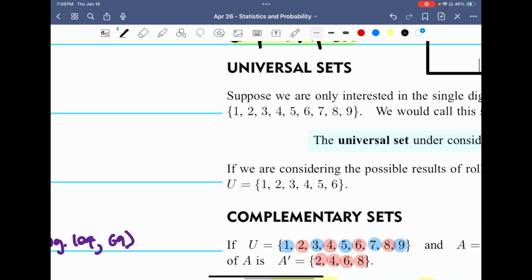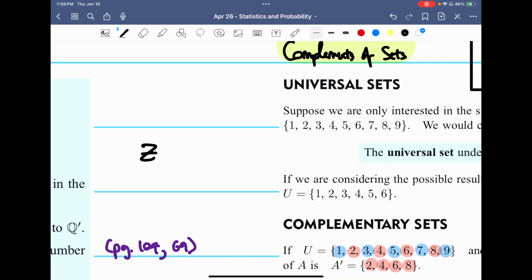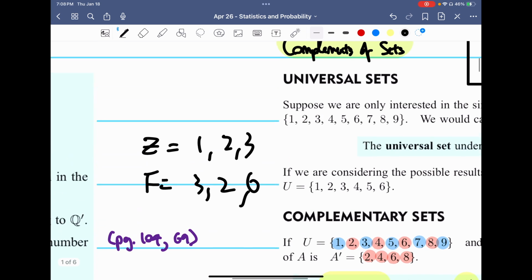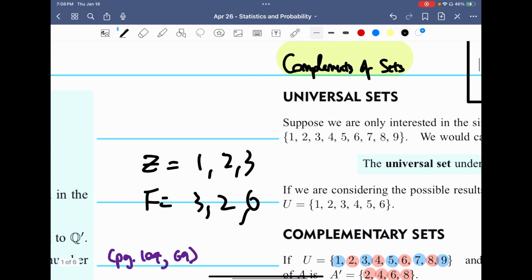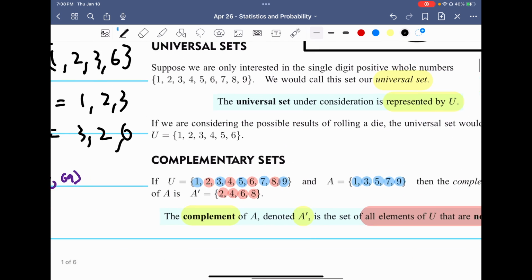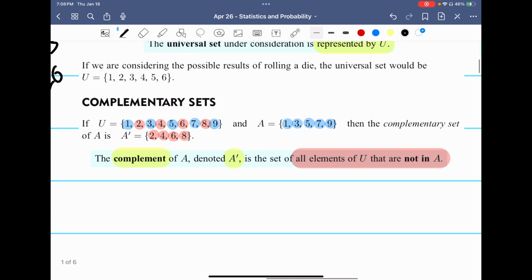So if Z has the numbers 1, 2, 3, and F has the numbers 3, 2, 6, the universal set would be the union, where it's 1, 2, 3, and 6. So it's just all the numbers that are given within the question, the maximum set of numbers. And then the complementary set is all elements of U that are not in A.